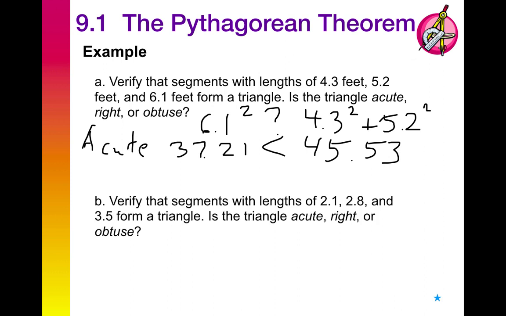The second one, I'm going to leave it to you. Let's just determine that we can make a triangle out of it. If you see, we have 3.5, that's going to be less than the sum of the other two sides, so we can make a triangle. Now determine whether it's acute, right, or obtuse. And we'll talk about this in the next class.